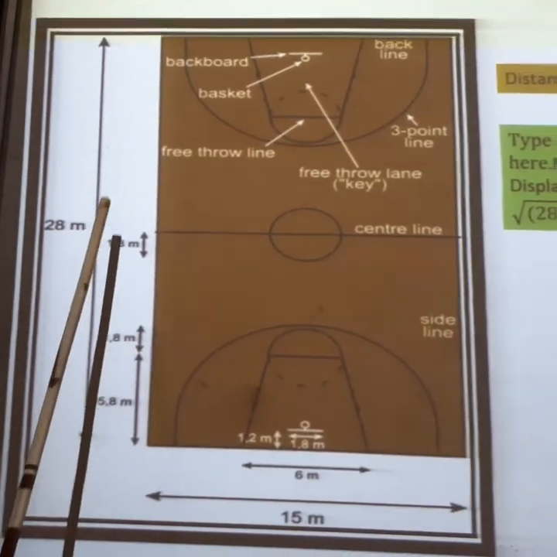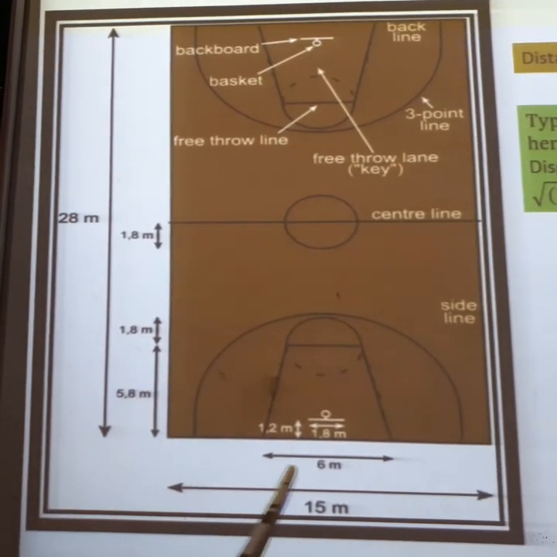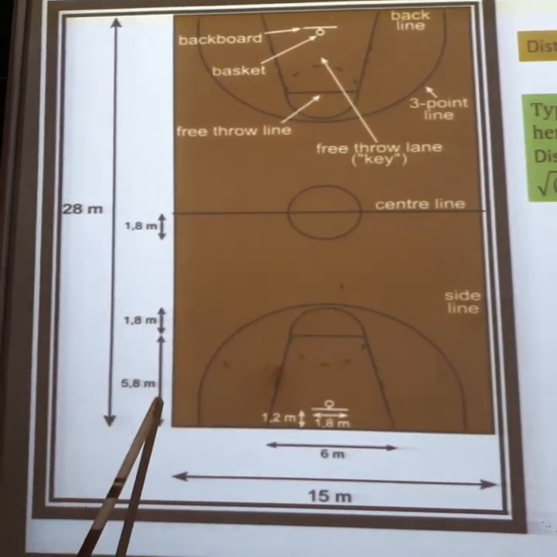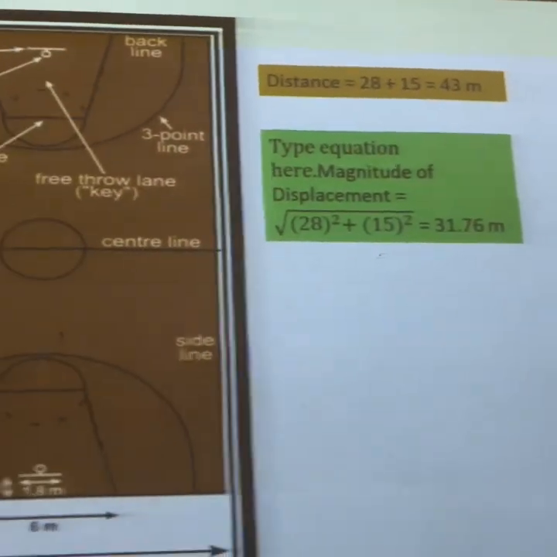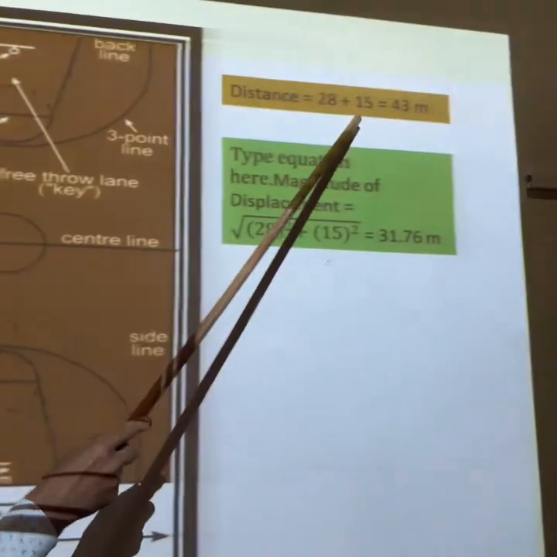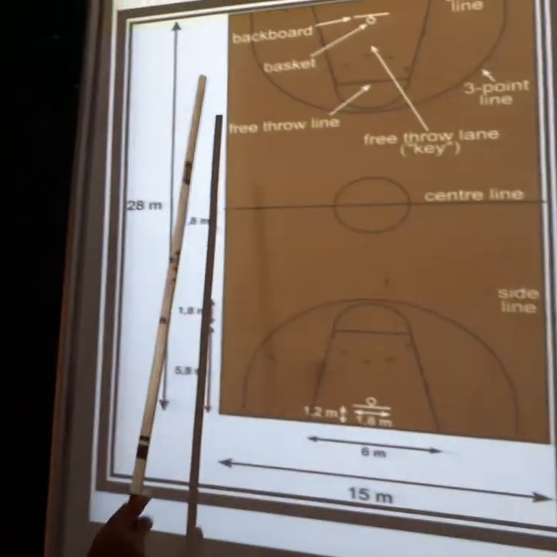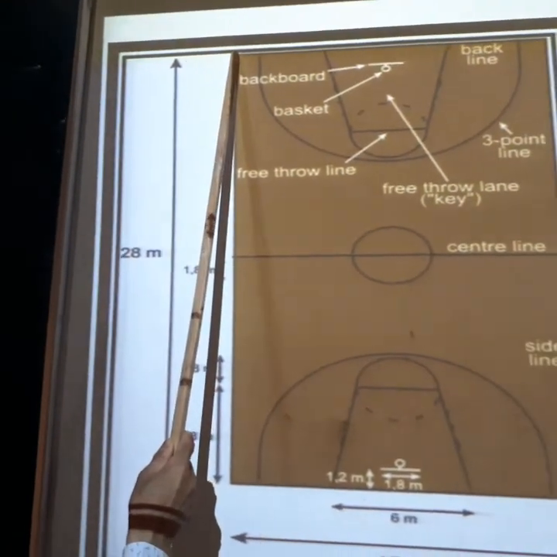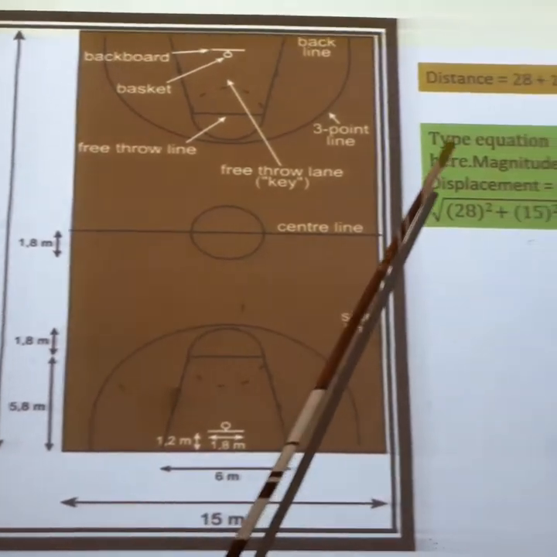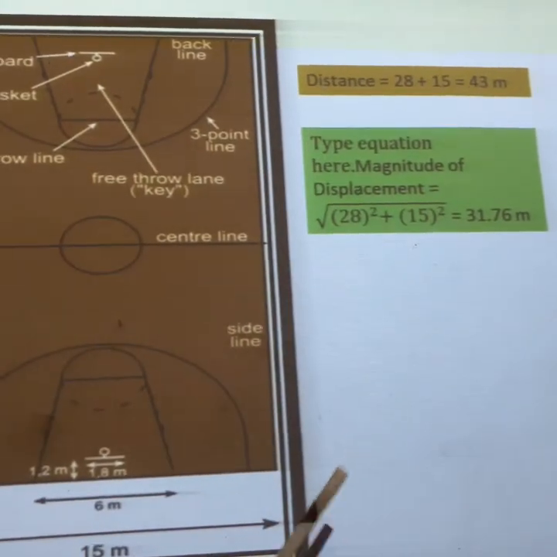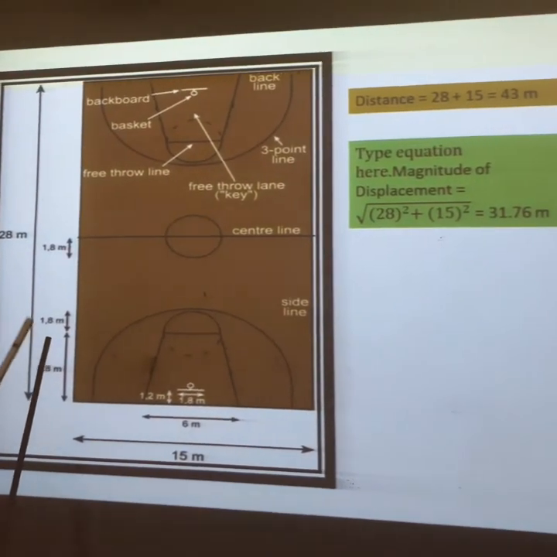So if we want to calculate the distance, we measure this path length and this path length. This path length is 28 meter, so here the distance is 28 meter plus this distance, that is 15 meter. So 28 plus 15, that is 43 meter. If a boy moves from one corner to the opposite corner of this basketball court, he covers a distance of 43 meter. But what is the magnitude of the displacement?